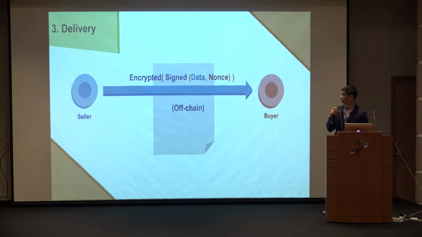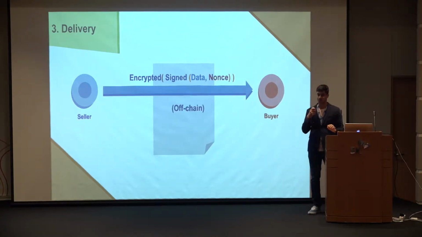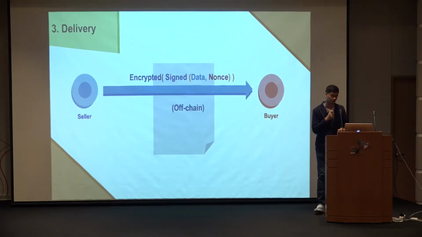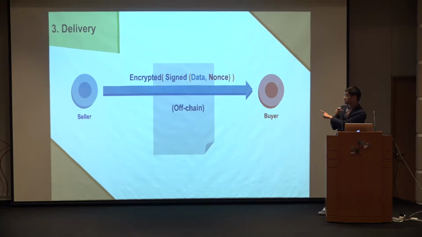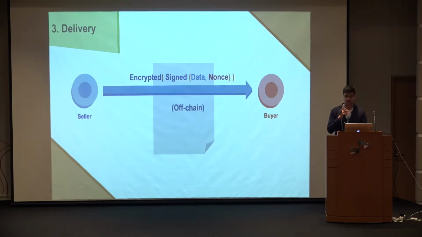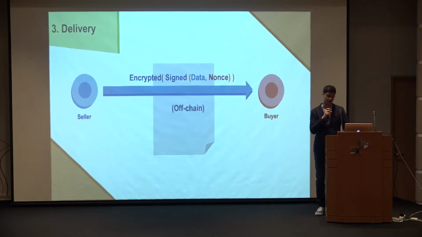The next step happens off-chain, which is the seller sending the buyer the data, and you send it in some specific format. So first, you append the nonce to the data, then the seller signs it with its own keys, and then it encrypts it with the buyer's keys, so no one else can steal it, and it delivers this off-chain to the buyer.